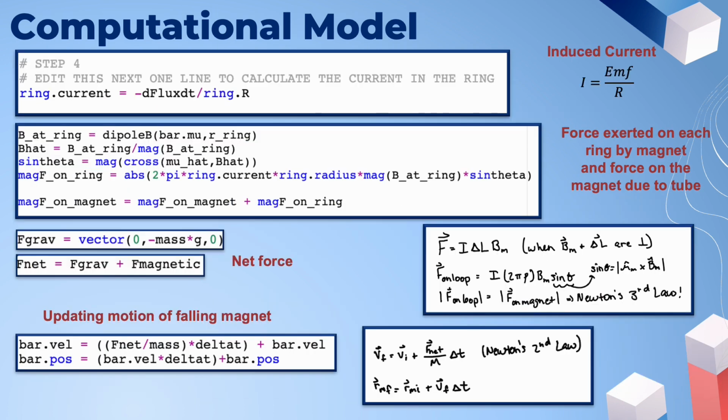I used Faraday's law to then calculate the induced current in the ring due to the magnet, and calculated the force exerted on each ring by the magnet, which should be equal and opposite to the force on the magnet due to the tube because of Newton's third law. Lastly, I calculated the net force acting on the magnet, including the gravitational force, and used Newton's second law to update the position and velocity of the magnet in each iteration.